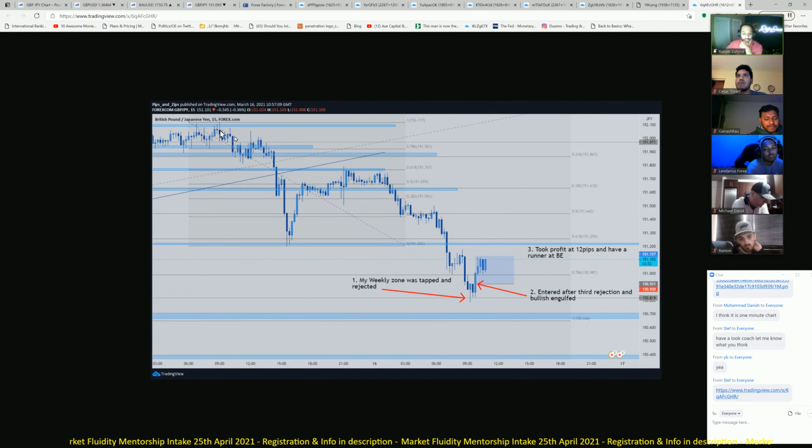This is pound yen 15-minute chart. My weekly zone is tapped and rejected. Entered after the 3rd rejection, bullish engulfing. Took profit at 12 pips and have a runner at break even.